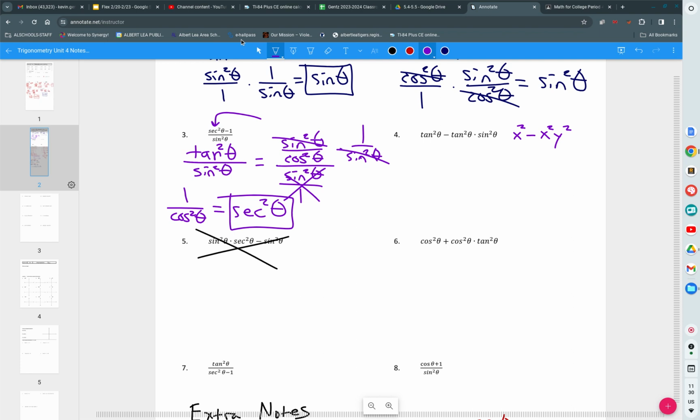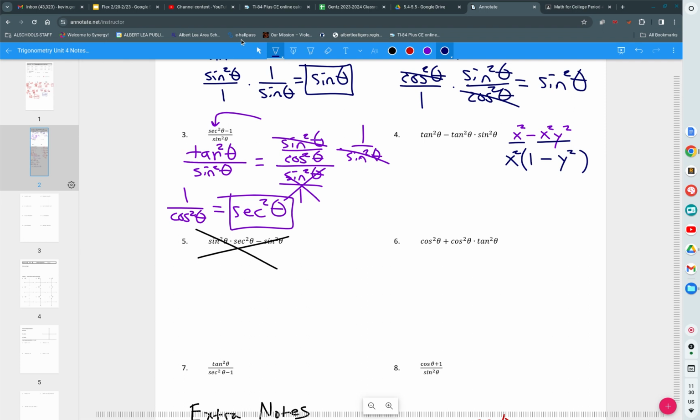I'm trying to help you out. If I were to factor this, what is the common factor that both of these terms have? They both have an x squared. If I factor out an x squared, what's left? A 1 minus the y squared. Does everybody see how I end up with a 1? X squared times 1 is x squared, and x squared times y squared is x squared y squared.